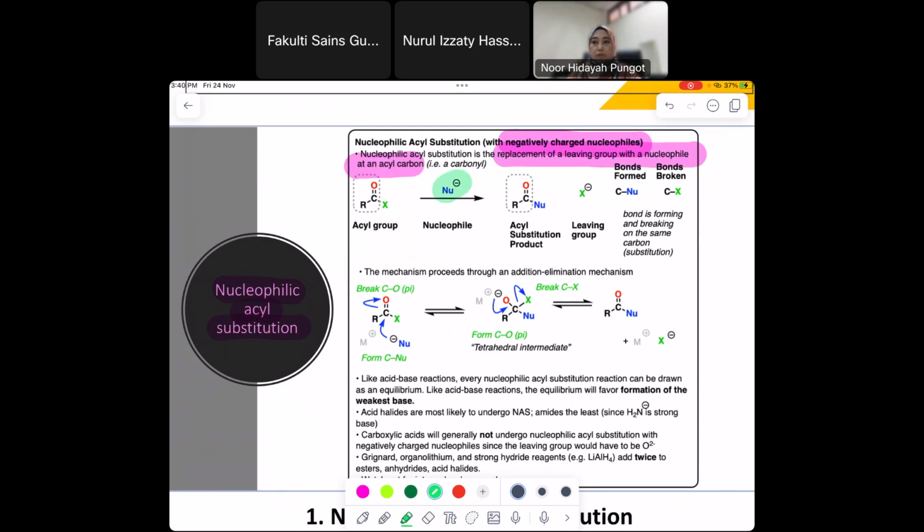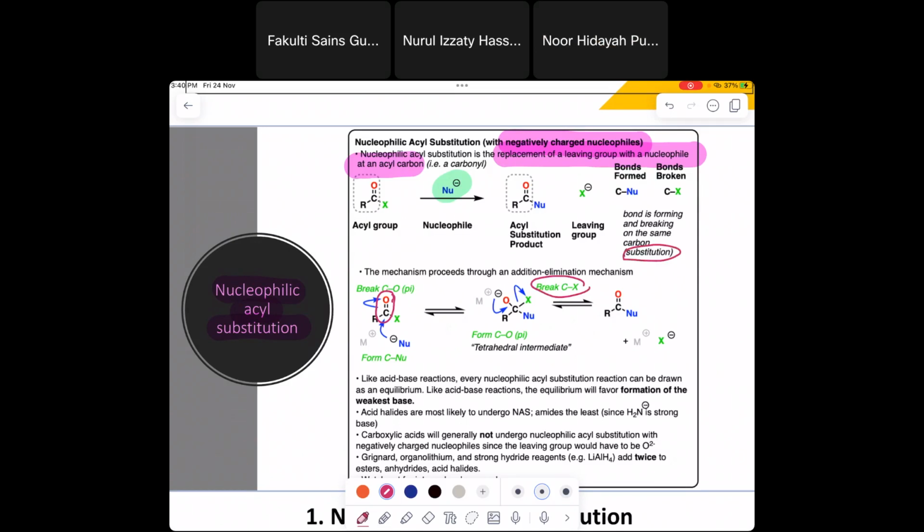Okay, so when you have nucleophile there, nucleophile ni boleh serang our acyl position because C double bond O is the carbon that is electrophilic. So bila dia berlaku, ini dia akan hasilkan tetrahedral intermediate, and the tetrahedral ni in order to form this pi bond, dia akan displace dia punya leaving group. So here is the X as a leaving group. Okay, so we call it substitution because the bond forming and breaking are on the same carbon.